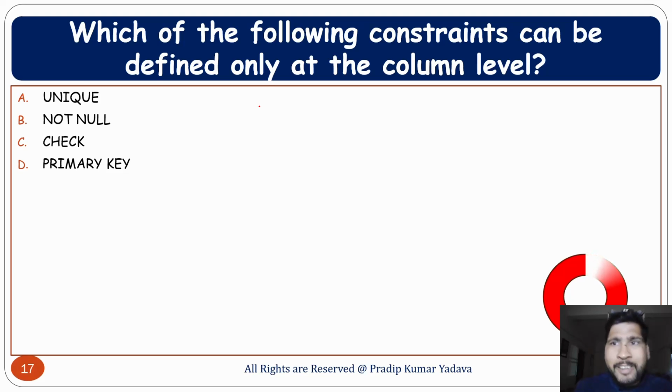Which of the following constraints can be defined only at a column level? So basically not null.